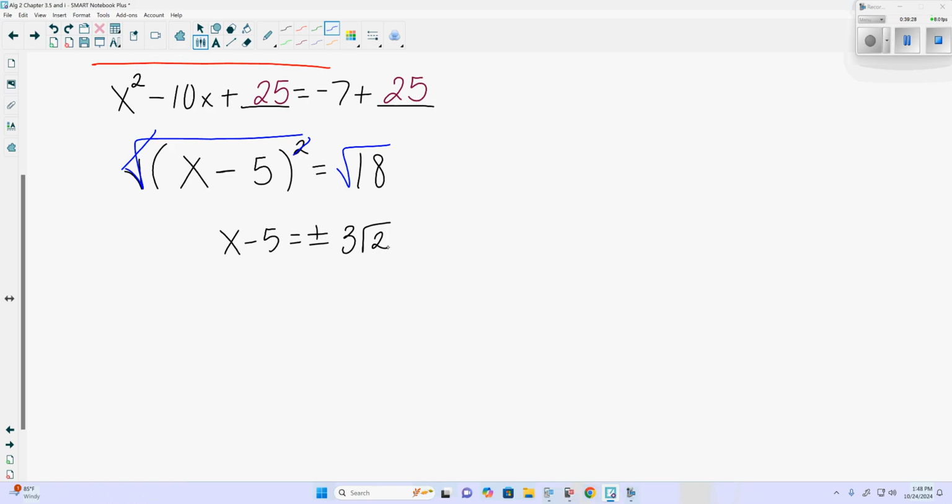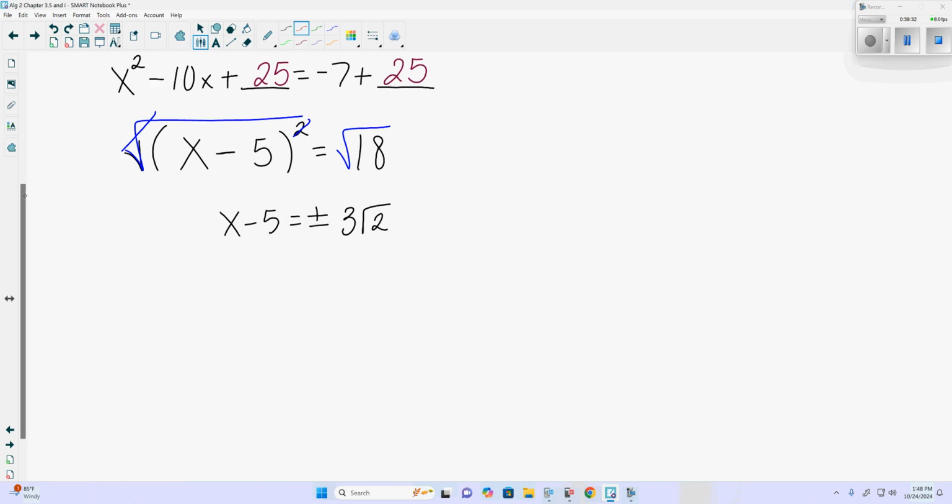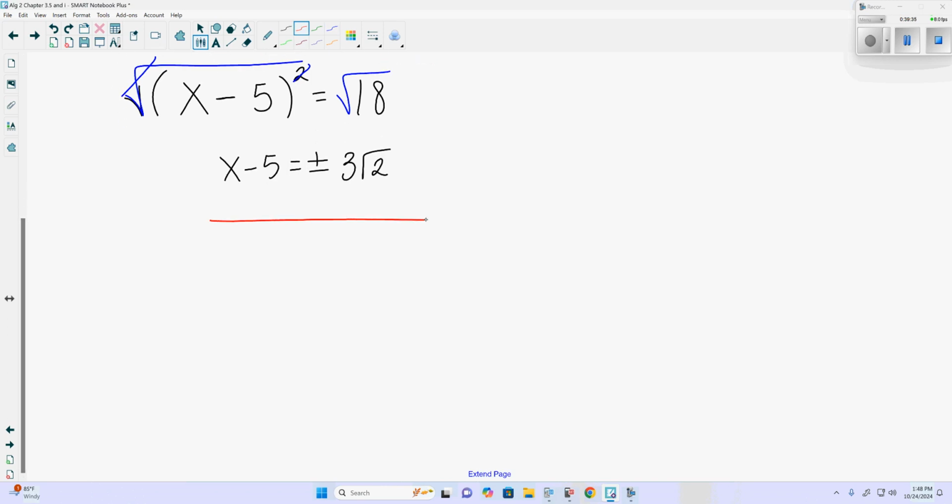And last but not least, we need to find the value of x. We need to get x by itself. So the last thing we can do here is add 5 to both sides, because our negative 5 plus 5 would be 0. And since we added something to both sides, we do put it in front of our plus or minus, telling us that x is equal to 5 plus or minus 3 square roots of 2. Questions on how we got to this point here?